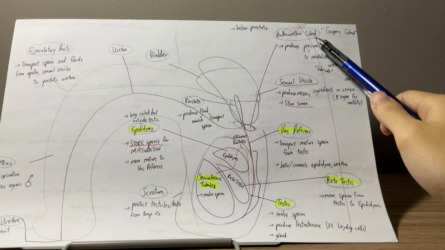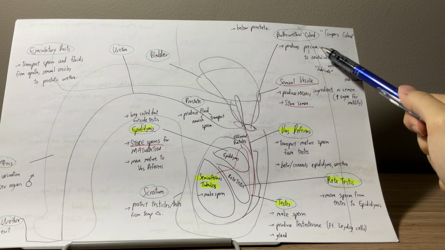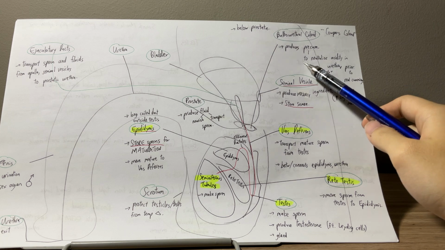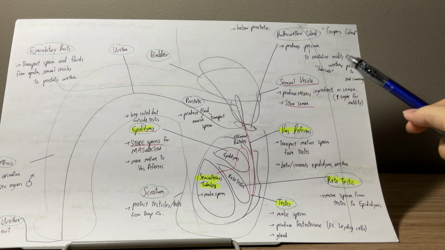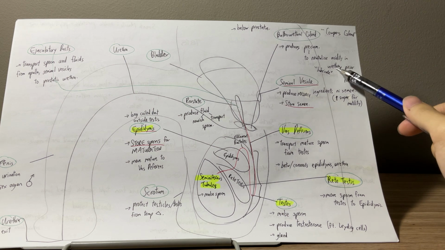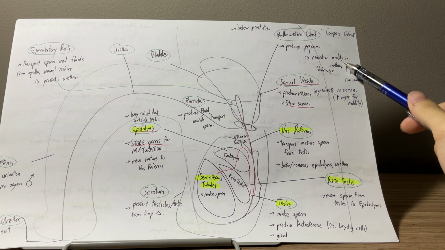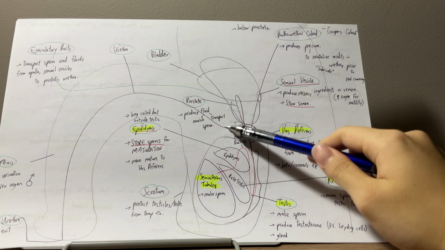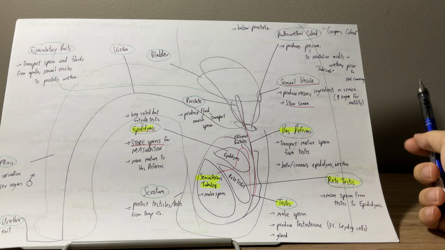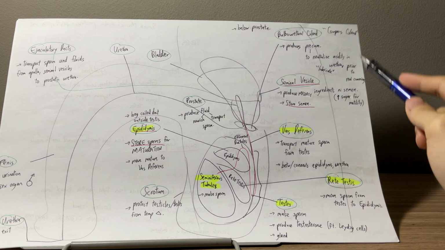How about the bulbourethral gland? It's somewhere here. It produces pre-semen, pre-ejaculate. This is intended to neutralize the acidity in the urethra. So aside from the vagina being acidic, it's also the urethra. I'm just not sure if this also applies to the female counterpart, because for sure it applies to the male. So, yeah. To neutralize acidity in the urethra for lubrication prior to ejaculation.